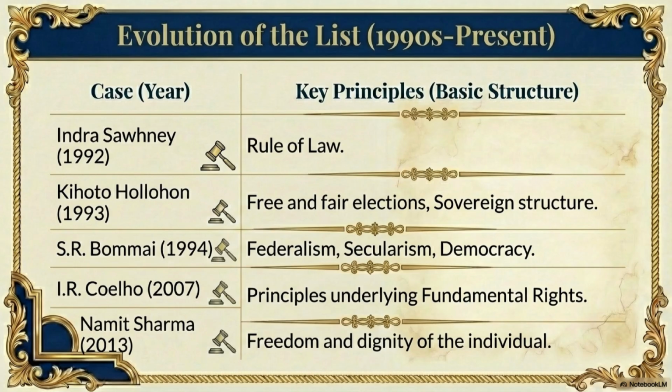There's another one here that catches my eye. The Kihoto Hollohan case in 1993. The defection case. This dealt with the anti-defection law, which stops politicians from jumping parties after being elected. The court reaffirmed free and fair elections and the sovereign democratic republican structure. It emphasized that the way our representatives behave and how they are elected is central to the structure.